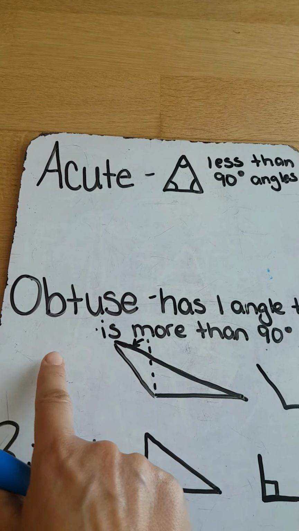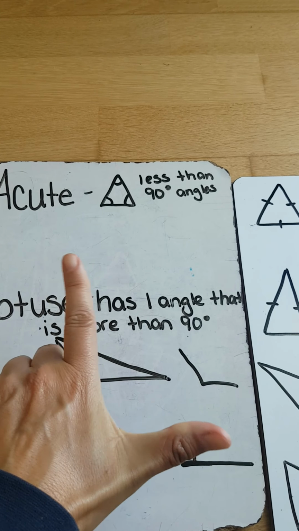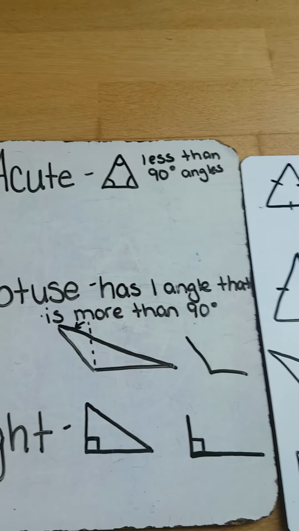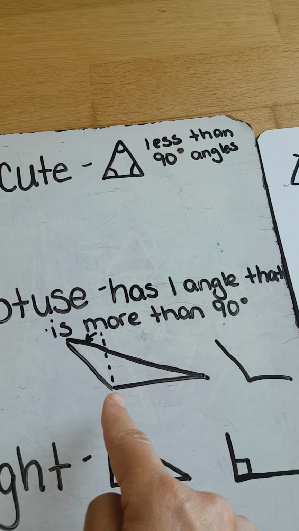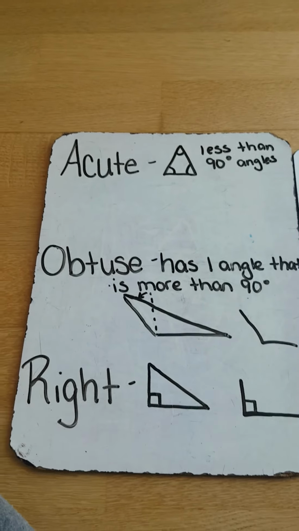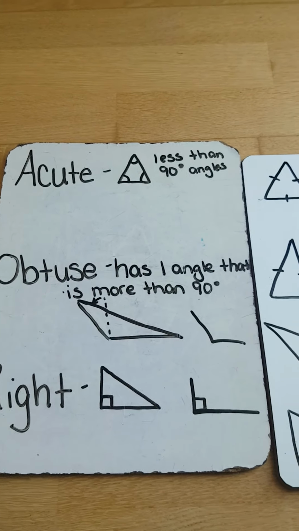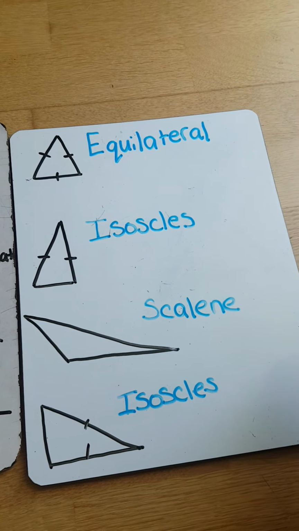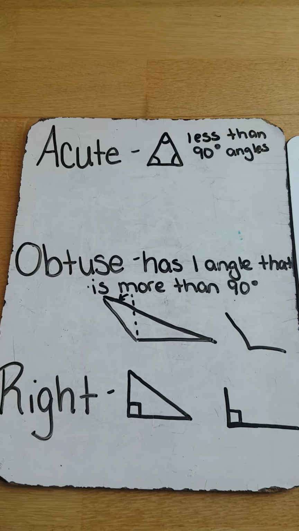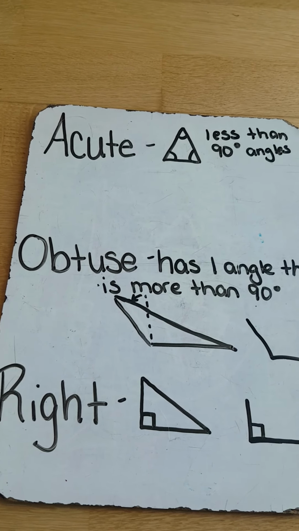Obtuse is obese and it's big. It has an angle that is more than 90 degrees. My fingers don't even stretch that. So if this is 90 degrees, it goes over. So here would have been my 90 degrees, and my triangle's going way further than that. And then a right triangle just makes this little L angle. Okay? So first we were talking about sides, if they were equal, some are equal, none are equal. Now we're looking at the angles. So we get acute, obtuse, and right.